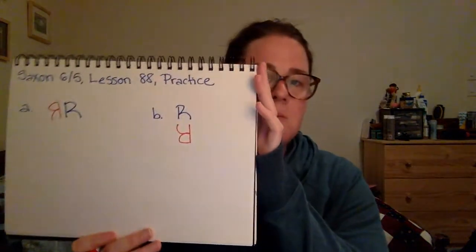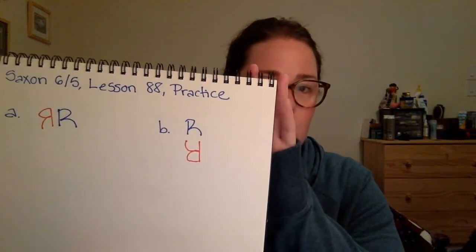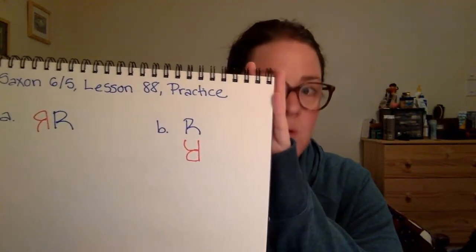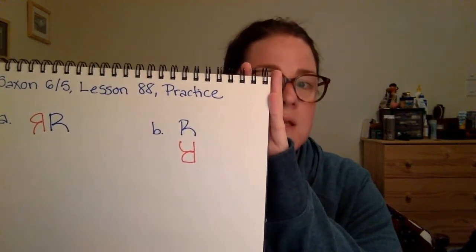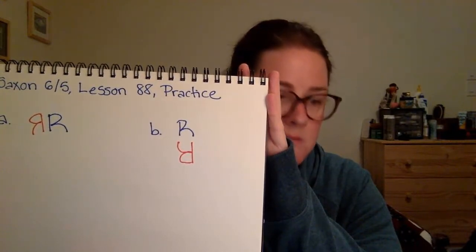So if I am turning it counterclockwise, I'm turning it to the left, and 180 degrees means that it's going to end up underneath my current R. So let's see if I can do this. They're not quite the same size. That's what your R would look like flipped 180 degrees counterclockwise. Okay.